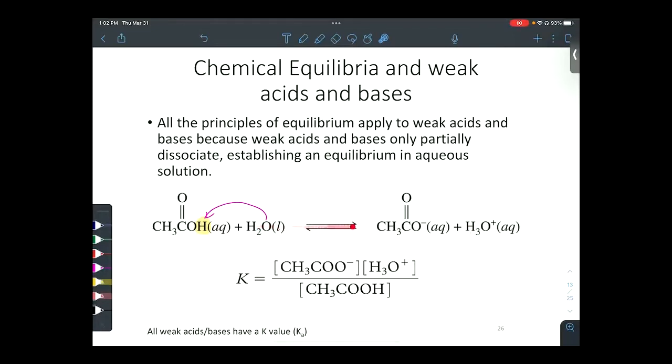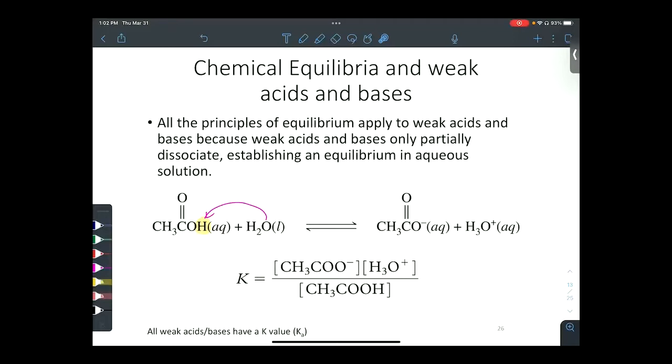So this reaction only happens partially. If you look at a solution of acetic acid, you will see some neutral molecules on the left side of your chemical reaction, and you see some ions on the right side. You see both, and that's what makes it a weak acid and a weak electrolyte.